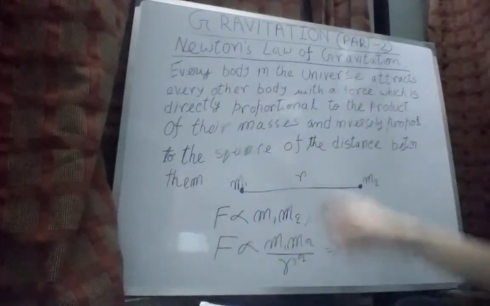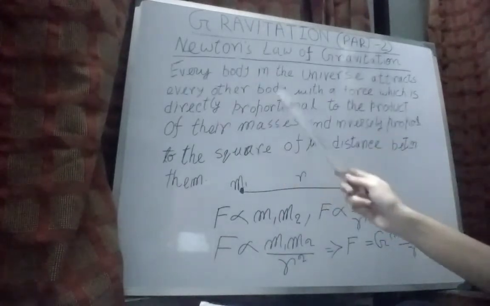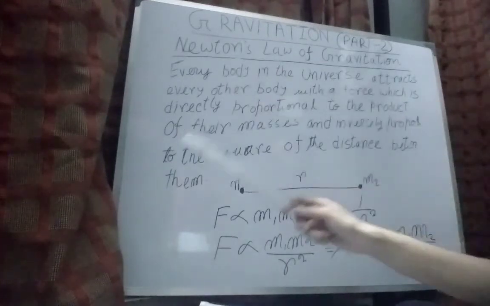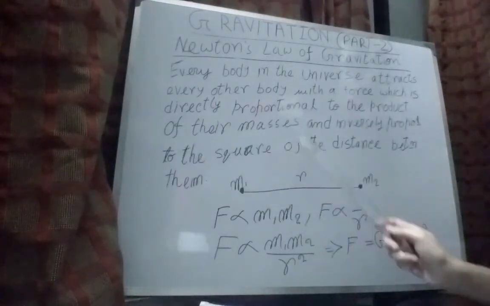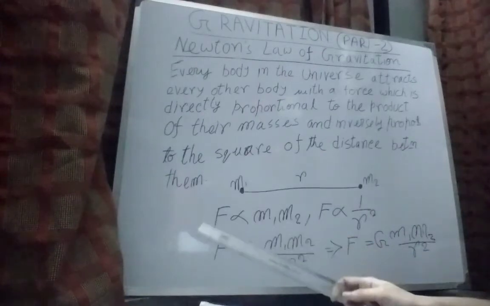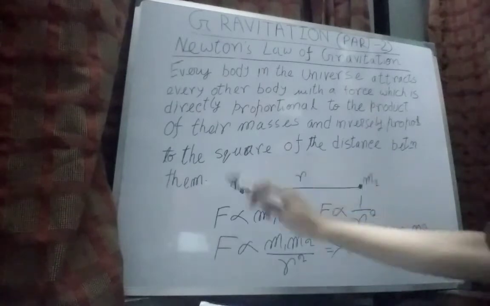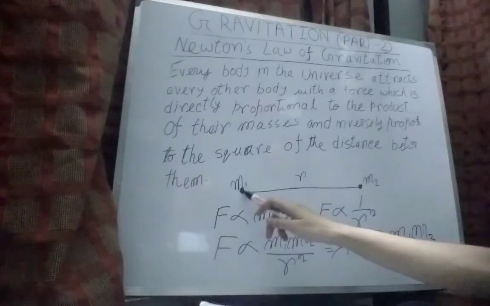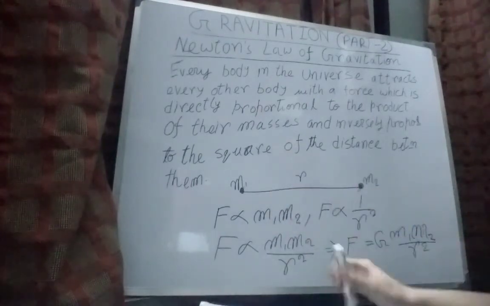What does it say? Every body in the universe attracts every other body with a force which is directly proportional to the product of their masses and inversely proportional to the square of the distance between them. According to this diagram, this is an object of mass m1, and this is another object of mass m2, and the distance between them is r.